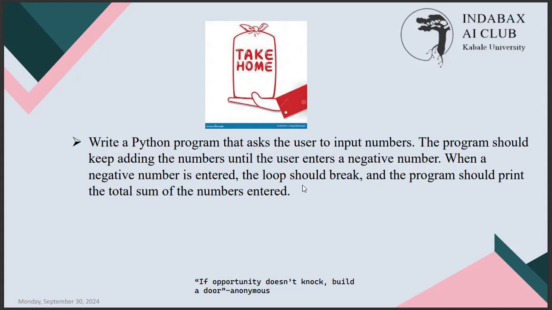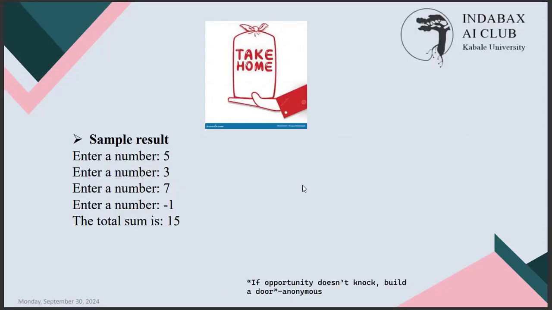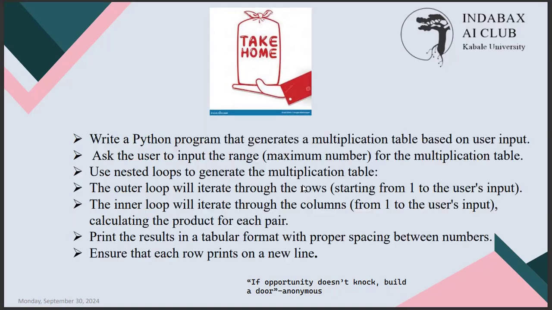Next, write a Python program that asks the user to input numbers. The program should keep adding the numbers until the user enters a negative number. When the negative number is entered, the loop should break, and the program should print the total of the numbers entered. So for this one, you'll be using the break statement. That's your sample result: enter a number, you enter 5, enter a number, you enter 3, enter a number, you enter 7, enter a number. The moment you enter -1, it breaks and just gives you the total of what you've been entering.